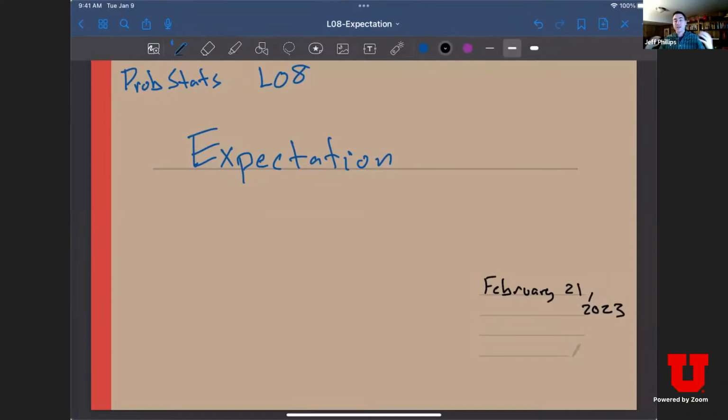Please feel free to jump in with questions or comments if you have them. Today we're going to be talking about expectation, and this is an important property of distributions, and will play an even larger role in the statistics section as well, although that expectation will be slightly different than what we'll talk about today.